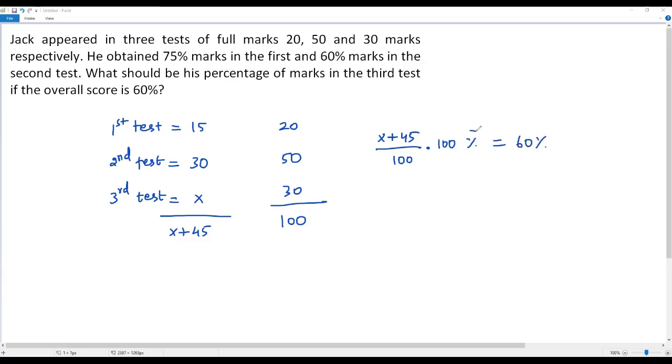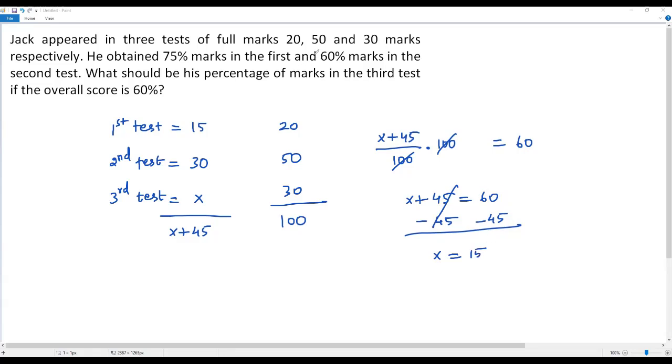So now we can skip the percentage on both sides of this equation. Let me erase the percentage. Now we have to solve for X in this equation. This 100 will cancel out. Then we get X + 45 equals 60. Now let me subtract 45 from both sides. So when I do so, this +45 and -45 will cancel. I'm getting X equals 60 - 45, which is 15.